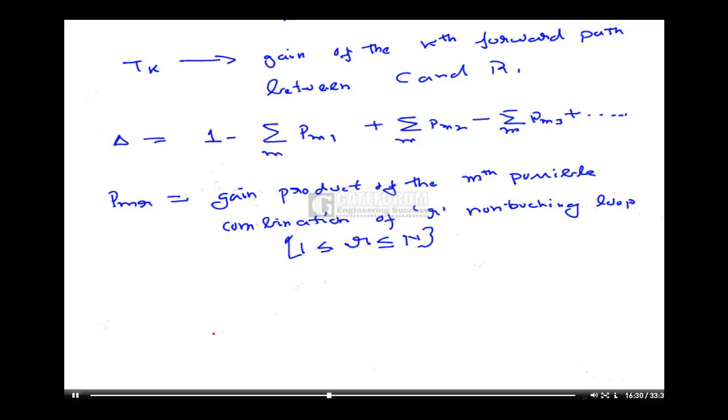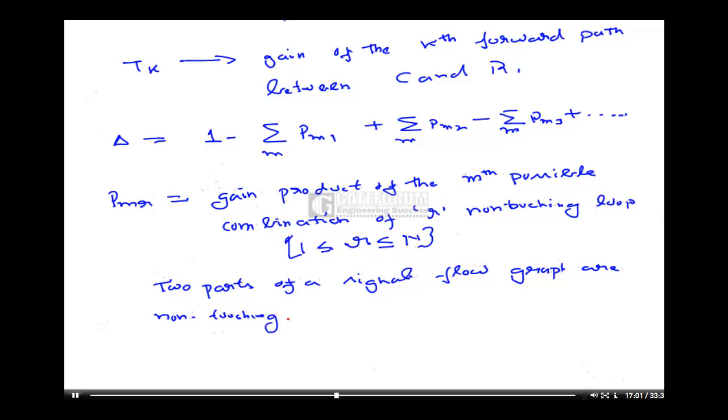What is a non-touching loop? Two parts of a signal flow graph are said to be non-touching if they do not share a common node. So this is the formula and these are the various components of this formula. Now we will see some problems which will make the understanding of this formula clearer.